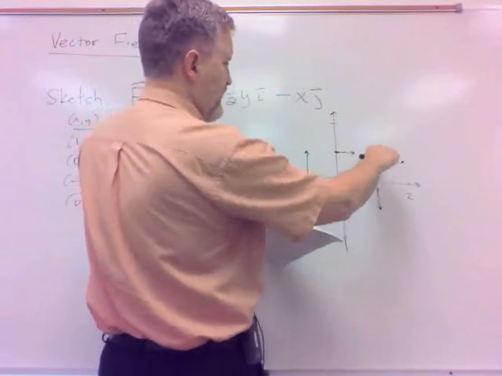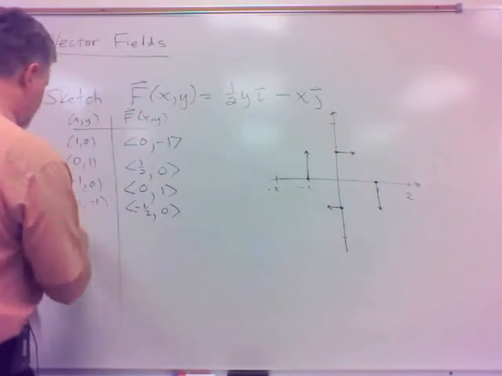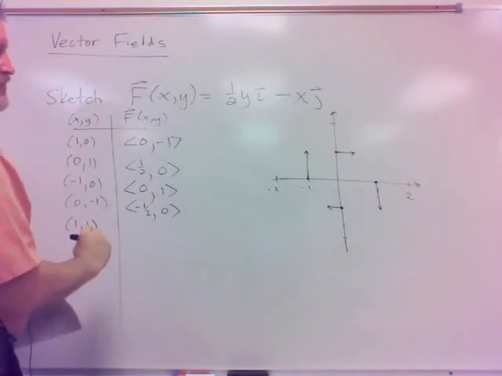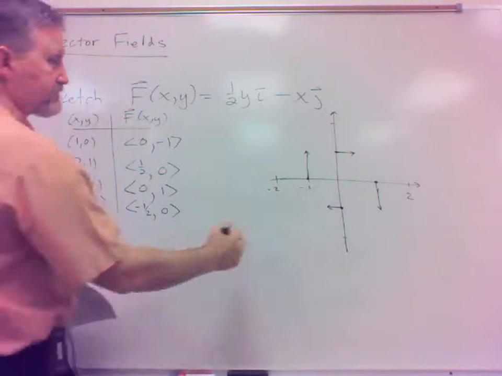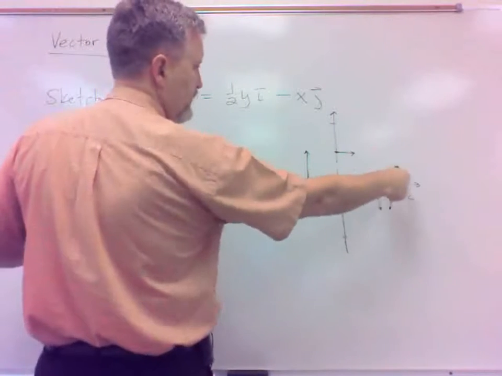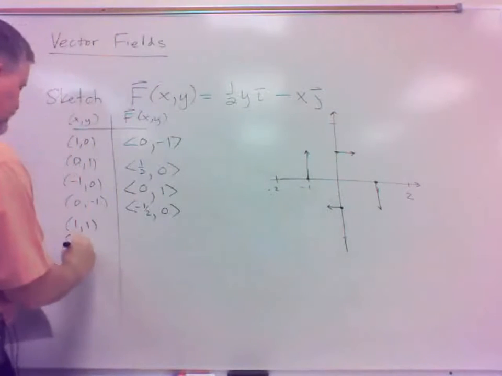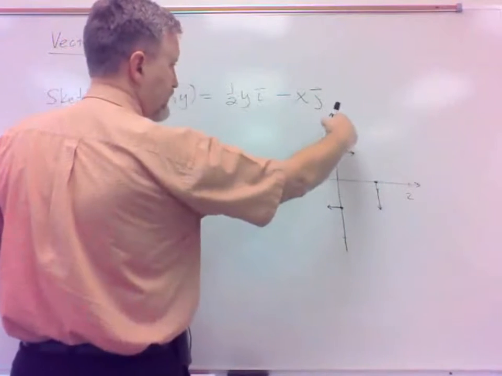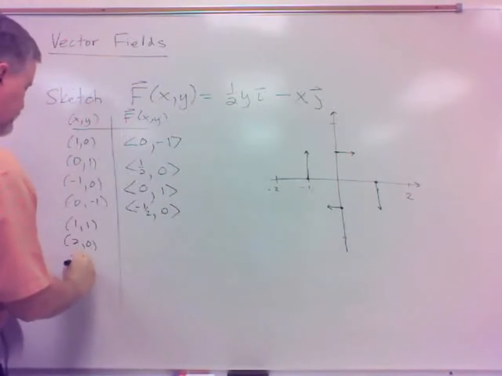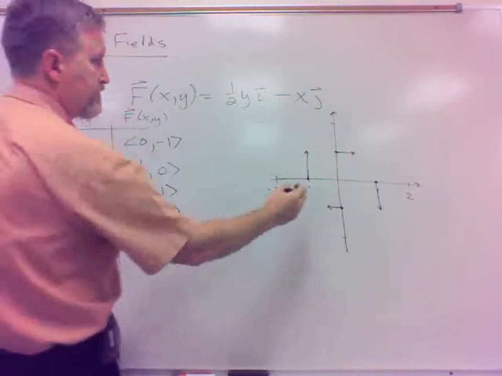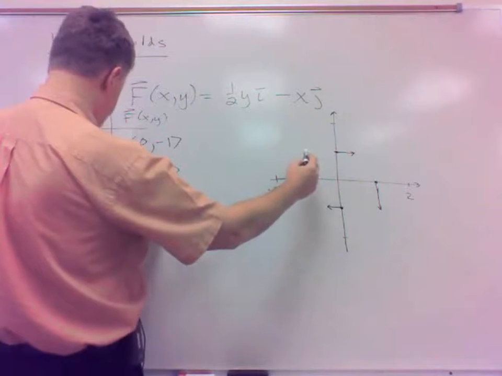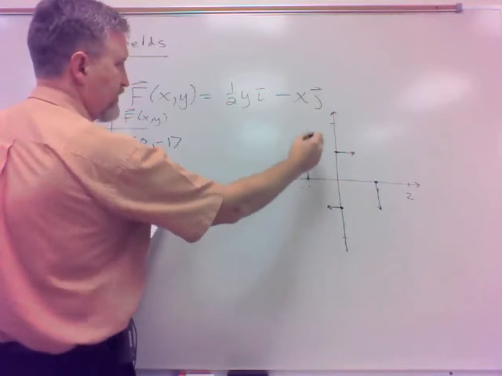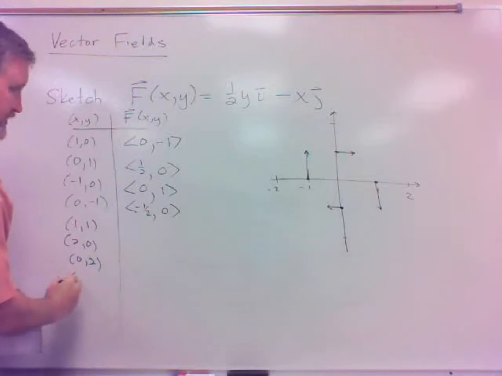Kind of looks like maybe a 1, 1 point would be a good one. What have we got going? And then maybe 2, 0. Let's try 0, 2. Back here. How about let's look at negative 1, 2.